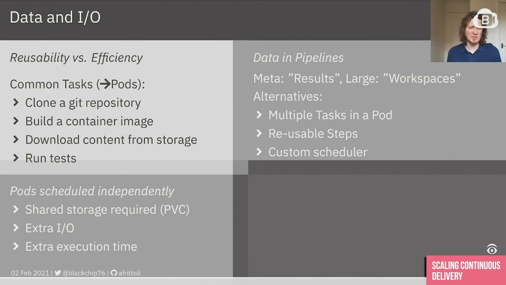So we have some alternatives that we are working on to solve this problem. One idea could be to change the minimum entity of reusability, which is a step, so to share step scripts. Another way would be to run multiple tasks in a pod, or maybe to have dedicated scheduling capabilities so that we schedule, for instance, all the pods within a pipeline that need to share data on the same node, and that might require things like a custom scheduler.